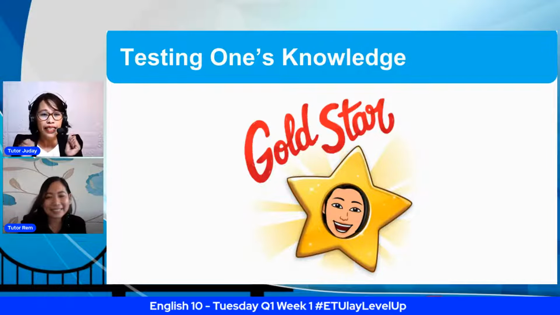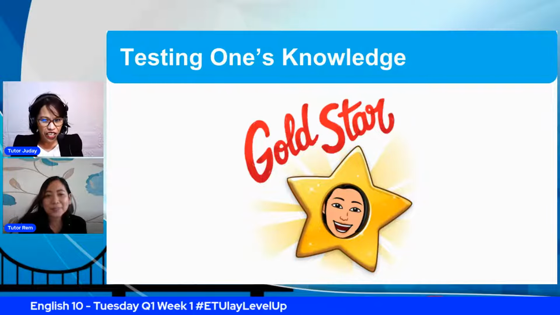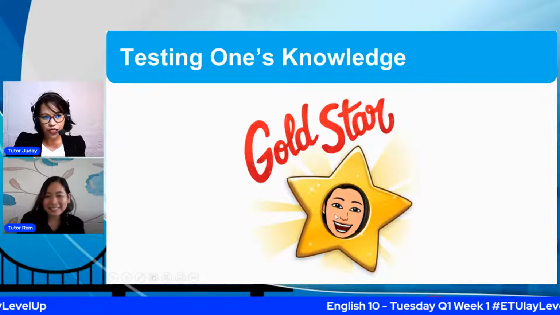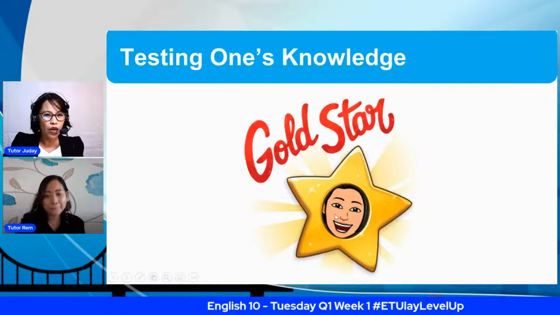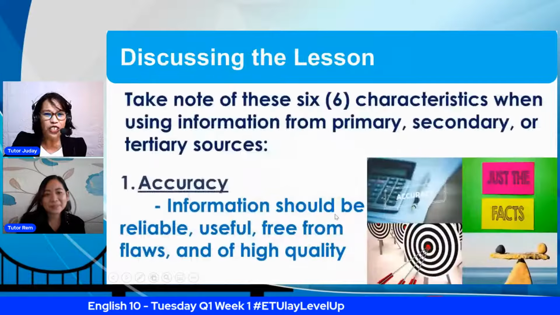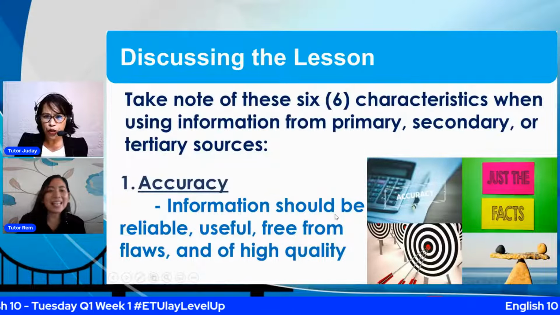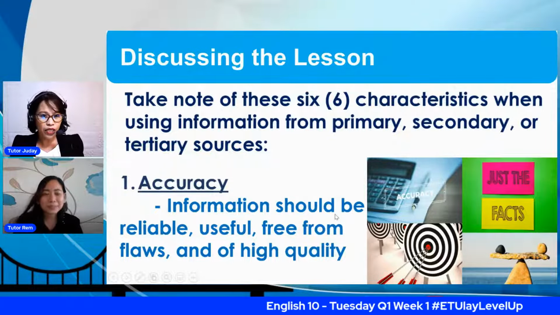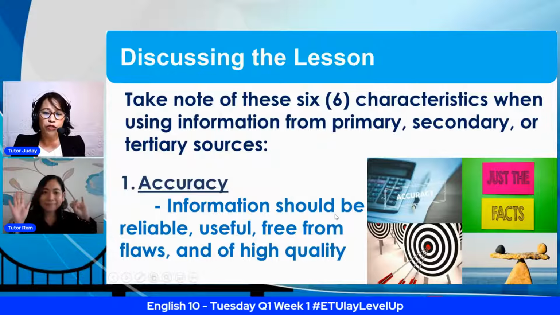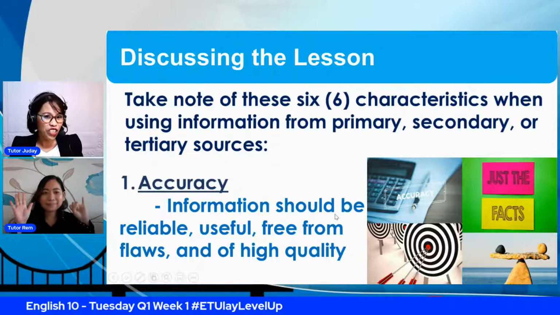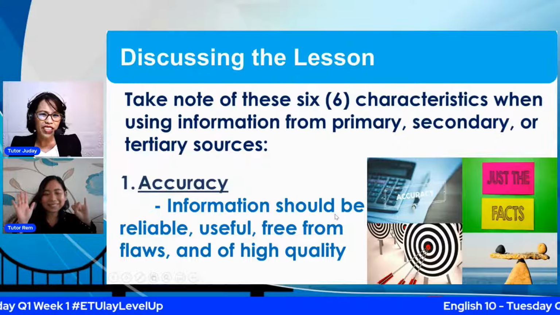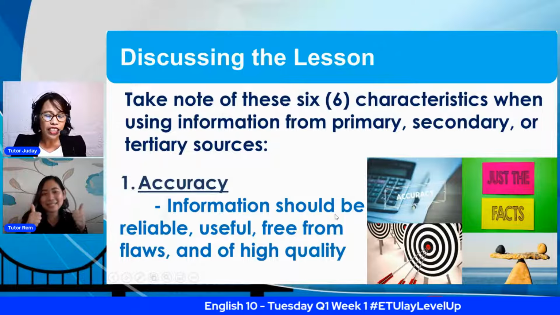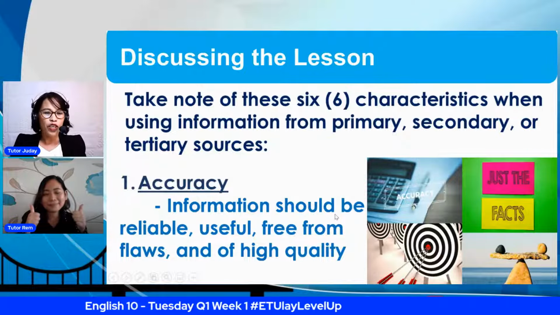Yes, we will now gather another treasure. Since we have already used some of our treasures in the challenge, let's now hunt for another treasure. The treasure will be about the 6 characteristics to remember when using information from primary, secondary, or tertiary sources. These are the 6 characteristics that we have to take note of in using information from the 3 sources.